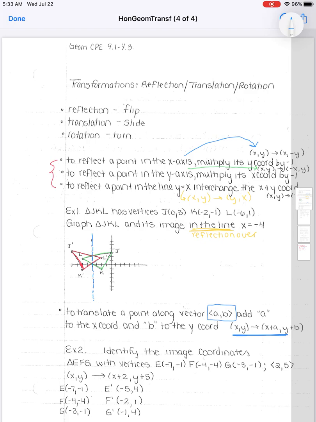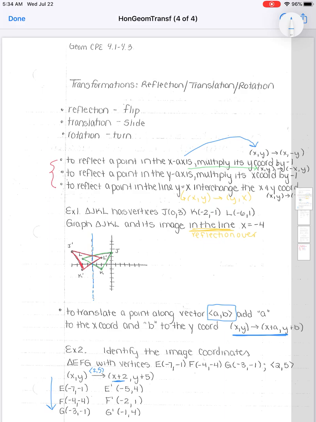So we're going to identify the image coordinates, which is where you end up, of triangle EFG with vertices E at (-7, -1), F at (-4, -4), G at (-3, -1), and then you have your translation vector of <2, 5>. So you make your map. First column is always the original coordinates, (x, y). So those you just recopy. Then it says we are translating something over the vector <2, 5>. So you can set up your map just like we had done the previous example. Set the whole thing up and then just leave the right column blank, because that's what we're going to need to figure out.